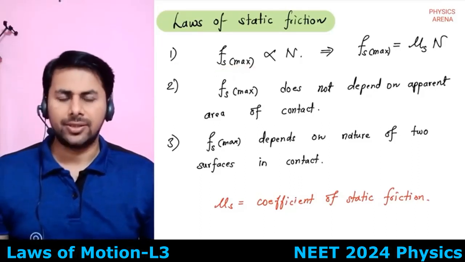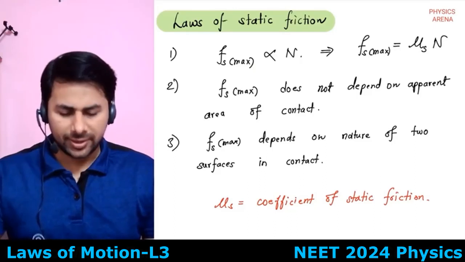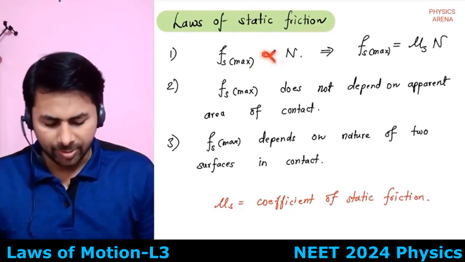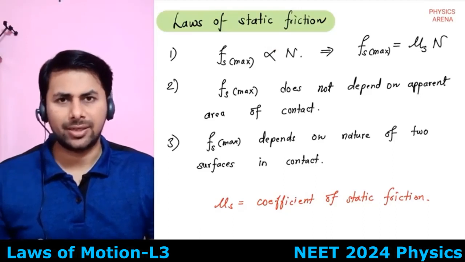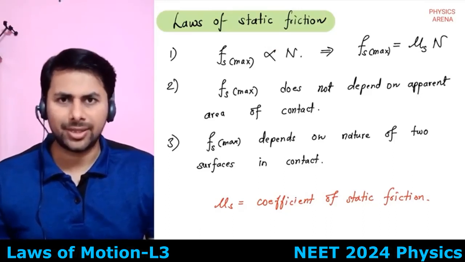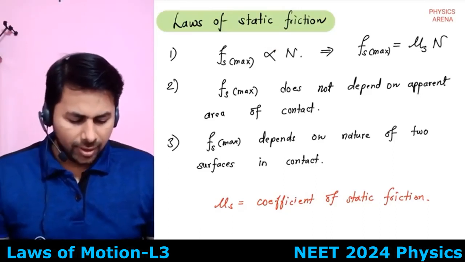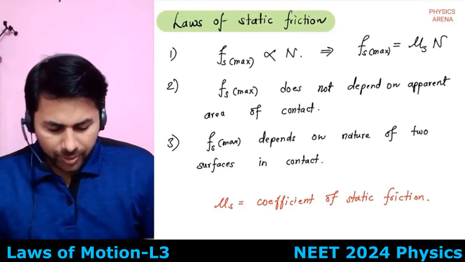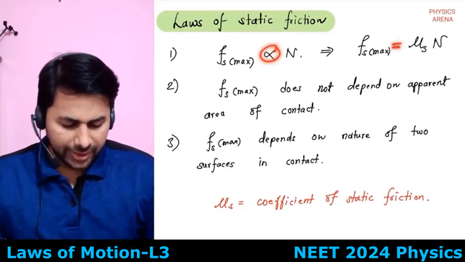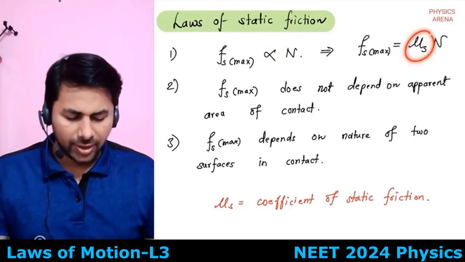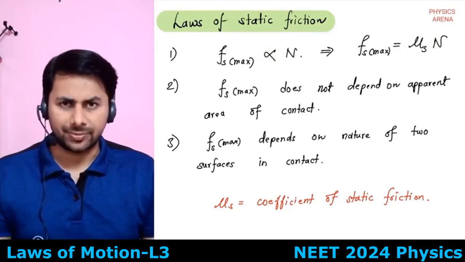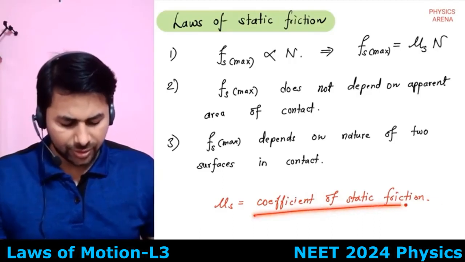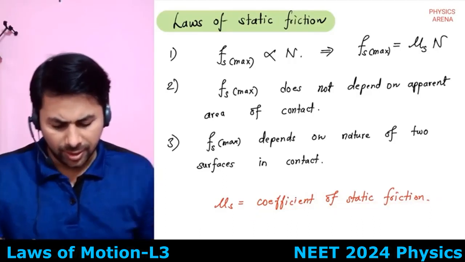So Fs max, this is the limiting value of the static friction. It is directly proportional to the normal reaction. Okay. So if you remove this proportionality sign and put an equality sign, there will be a constant. So this constant is known as the coefficient of static friction. Okay, μs is the coefficient of static friction.